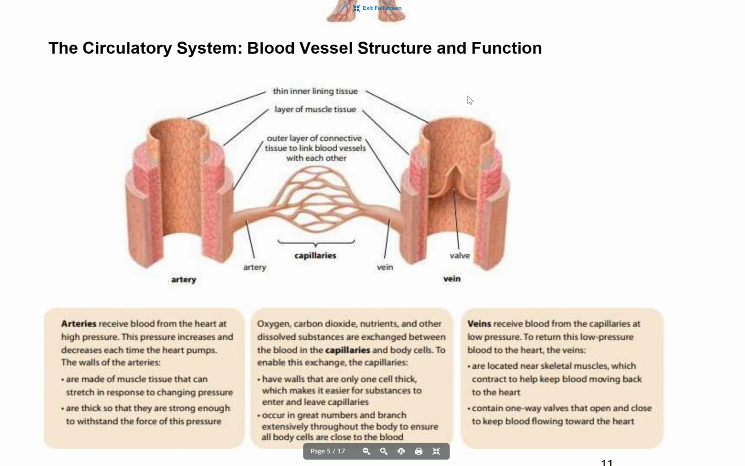And then let's go to veins, okay? Veins have the opposite situation that arteries have. So veins receive blood from the capillaries at very low pressure, okay? But they have a hard job. They have to return this blood to your heart without a pump, right? So they have some special structure, okay?